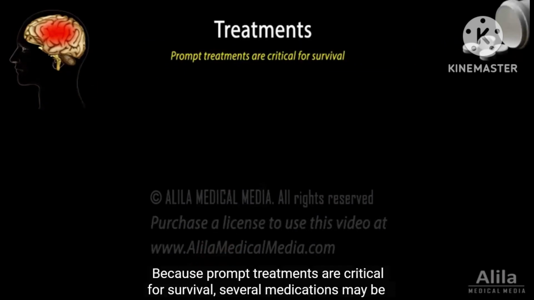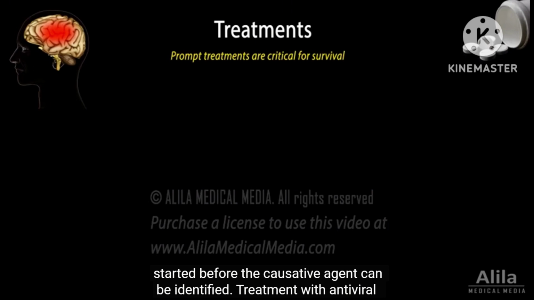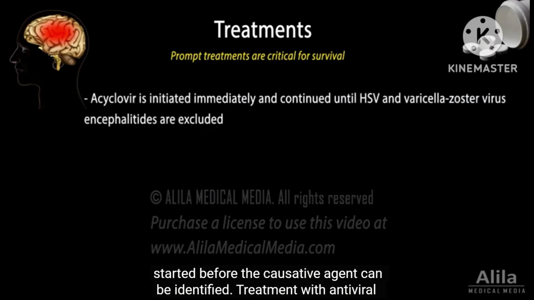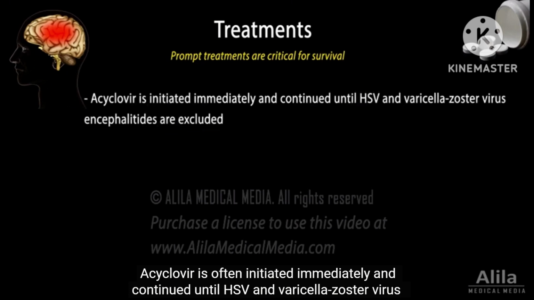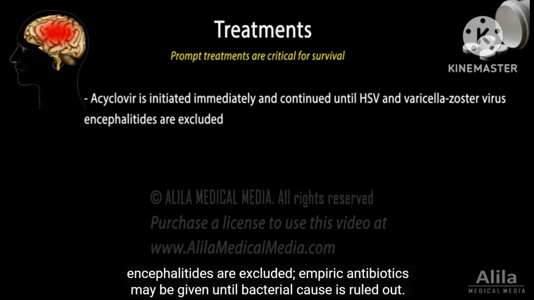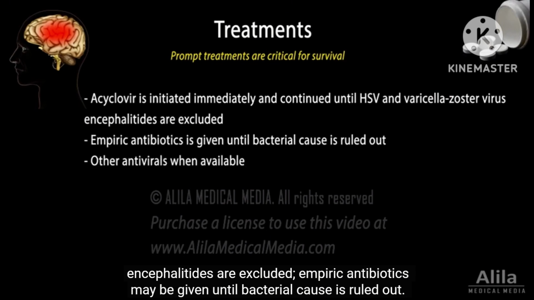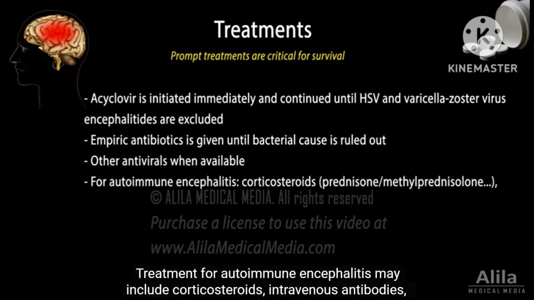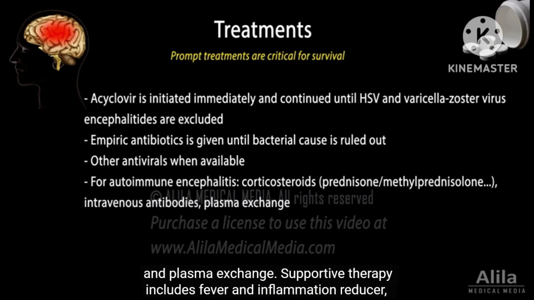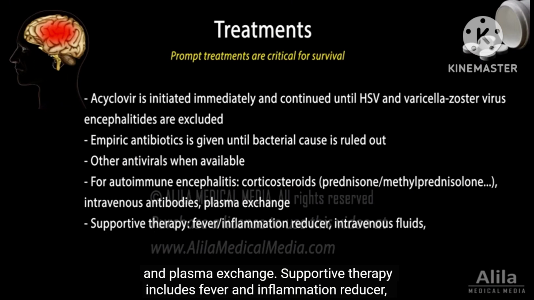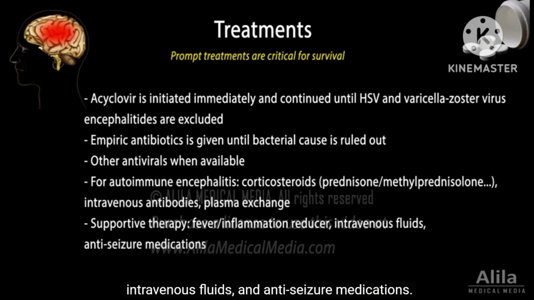Because prompt treatment is critical for survival, several medications may be started before the causative agent can be identified. Treatment with the antiviral acyclovir is often initiated immediately and continued until HSV and varicella zoster virus encephalitides are excluded. Empiric antibiotics may be given until a bacterial cause is ruled out. Treatment for autoimmune encephalitis may include corticosteroids, intravenous antibodies, and plasma exchange. Supportive therapy includes fever and inflammation reducers, intravenous fluids, and anti-seizure medications.